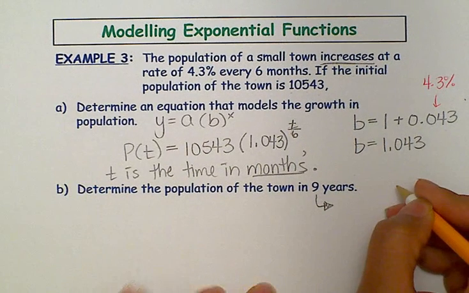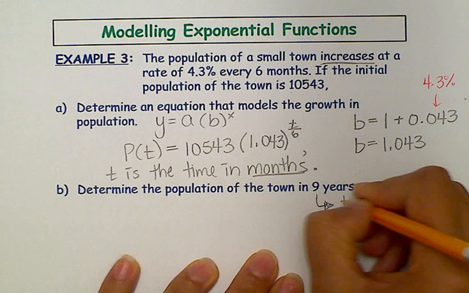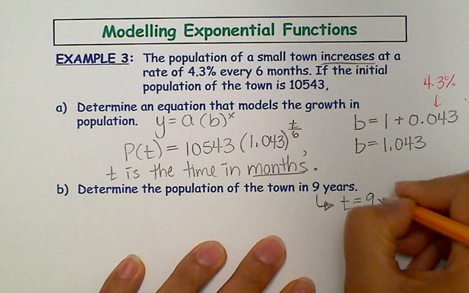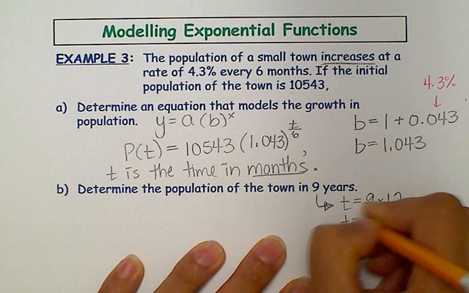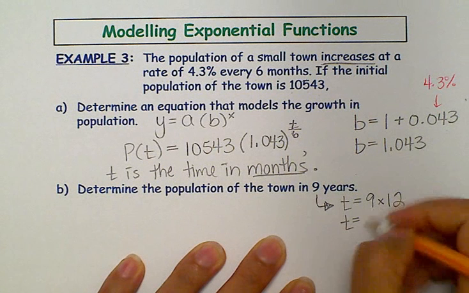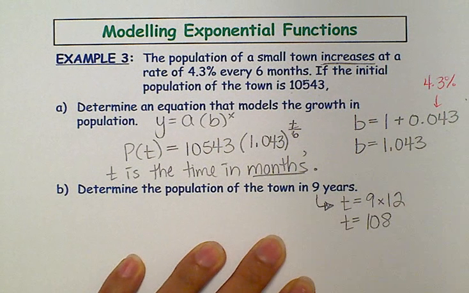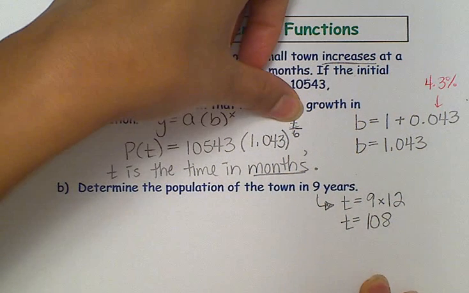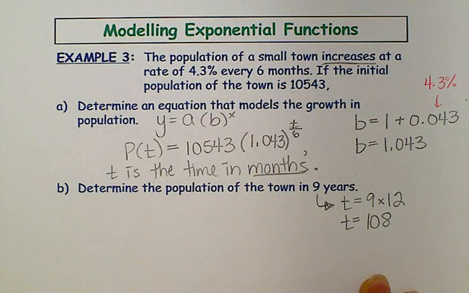So I need to multiply 9 by the number of months in a year. So how many months in a year? 12 months in a year. And so the total amount of time that's going to pass by is 9 times 12, which is a total of 108 months. Okay? Hopefully that makes sense. 108 months have passed by. Every 6 months, the population is going to increase by 4.3%. So now I can plug in a t-value of 108 into my equation.